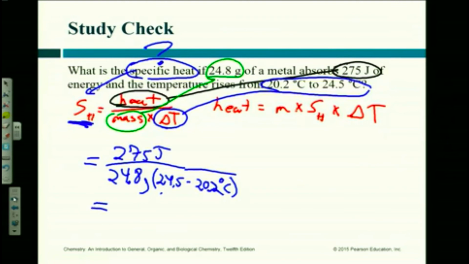And how many joules do we come out with? The units that we come out with right over here are still joules per gram degree C. None of these units cancel, do they? No. So how many joules per gram degree C is this? 47.7.